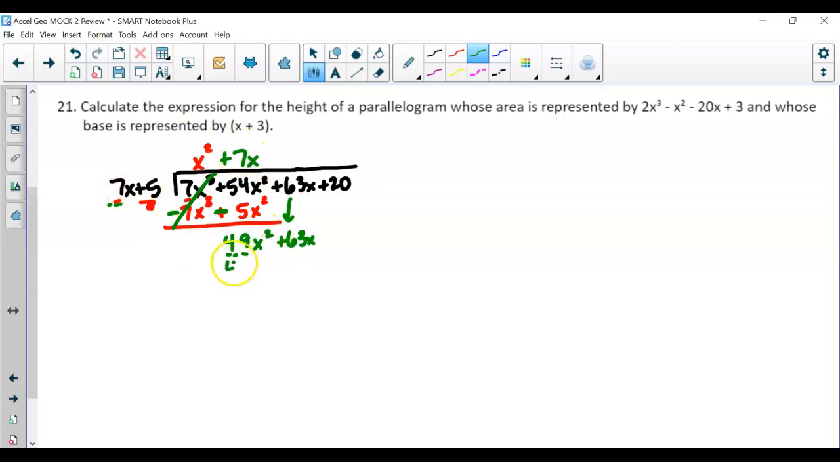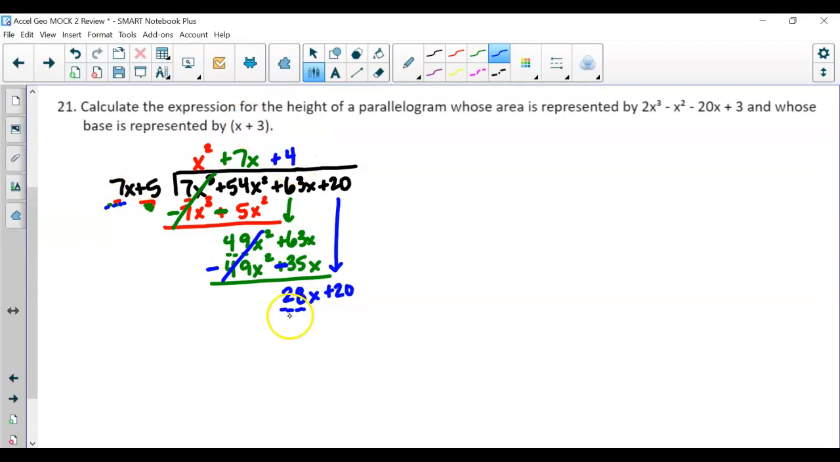So now when you multiply, those first terms will match up. But again, don't forget to multiply to 5. 7 times 5 is 35x. Again, we're going to subtract, change the sign. So this is 0, and now we're left with 28x. Bring down 20. Now divide the first term by first term. So 28 divided by 7 is 4.